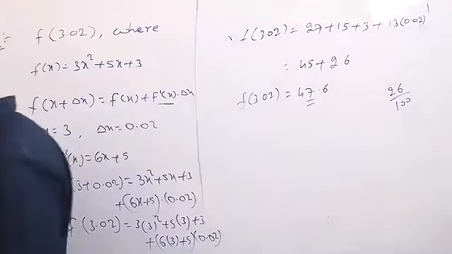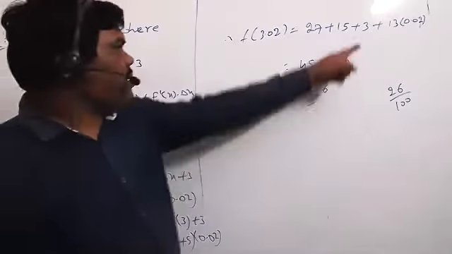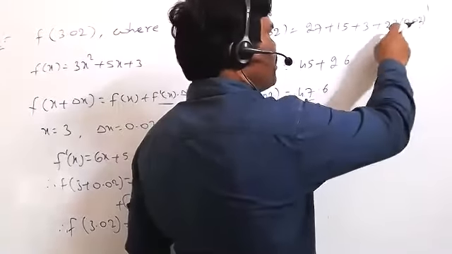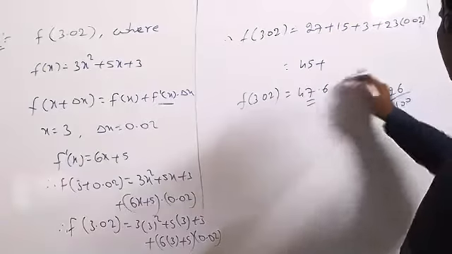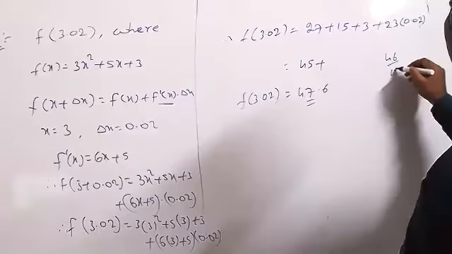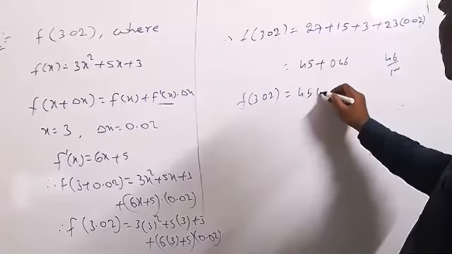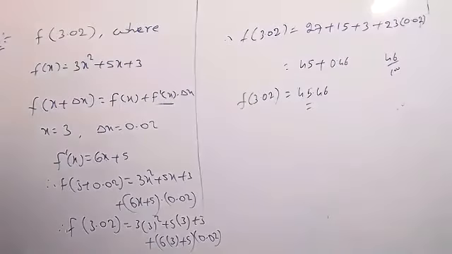Can anyone hear me? 23 into 2 means 46. So 46 by 100 is equal to 0.46. So 45.46 is the approximate value of f of 3.02, where f of x equal to 3x square plus 5x plus 3.